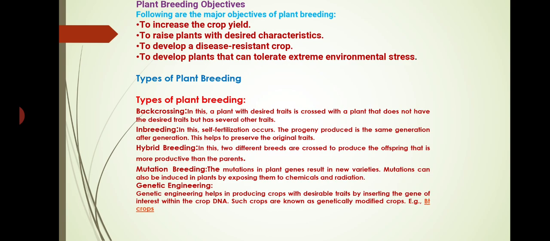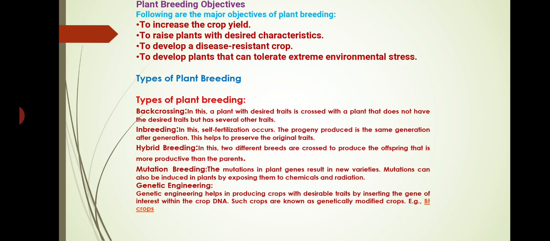Types of plant breeding. Plant breeding is of various types. First one is back crossing. In this, a plant with desired traits is crossed with a plant that does not have the desired traits but has several other traits. Next one is inbreeding. In this, self-fertilization occurs. The progeny produced is the same generation after generation. This helps to preserve the original traits.